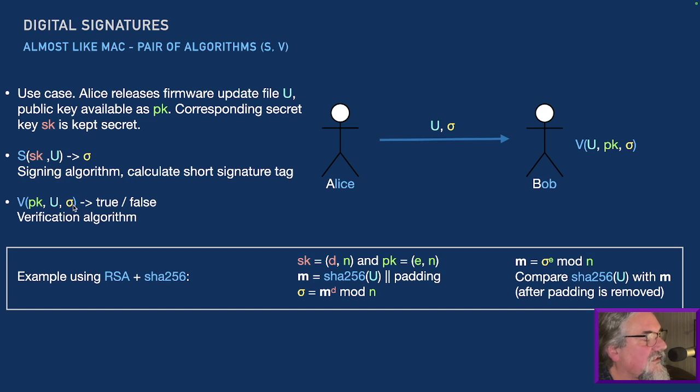valid signature, even if they have the public key, it's public, it's not secret, even if they have the update file. If the attacker wants to change the firmware update file, they should not be able to calculate a Sigma value, a digital signature, that can verify it to true. All right, so you can use this, for instance, like this.